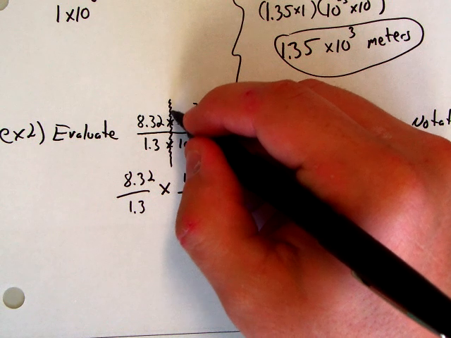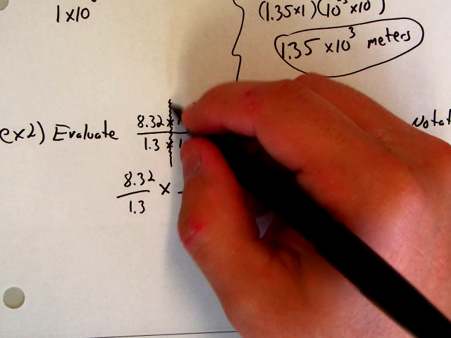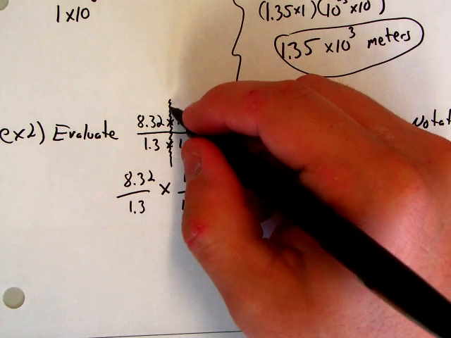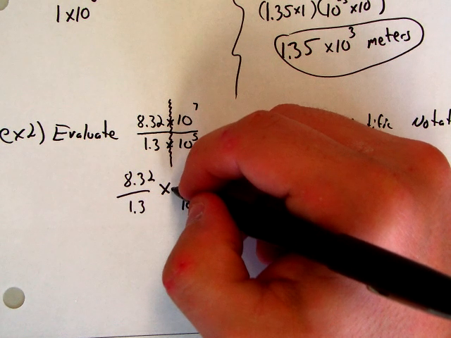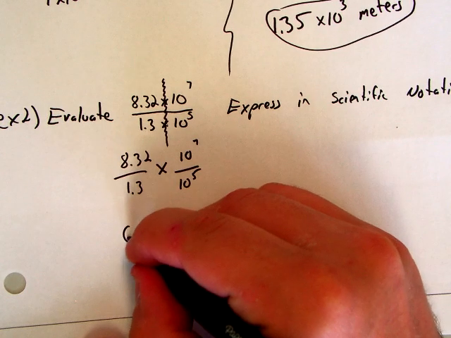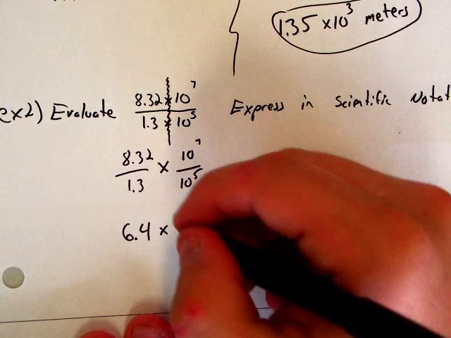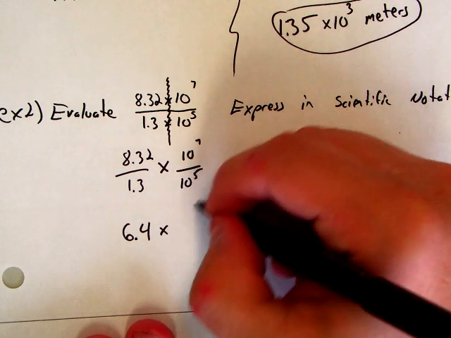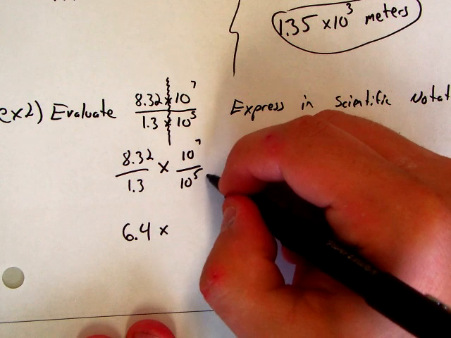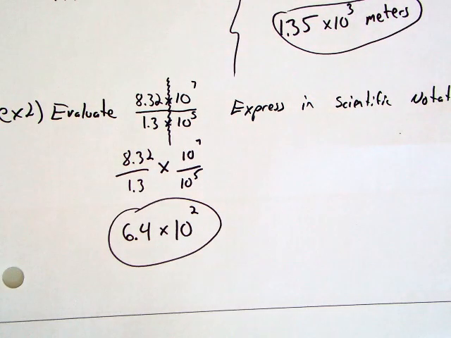I can separate them. And right here with this multiplication sign, because both numbers are being multiplied in the same position, I can separate the fraction and say that the multiplication sign applies to both of them. So I can do this here. So if I do the first one, 8.32 divided by 1.3, that is 6.4 times 10 to the 7th divided by 10 to the 5th. I'm now dividing my powers, so I'm going to subtract the exponents. 7 minus 5 is 2. So that'd be 6.4 times 10 to the 2nd.